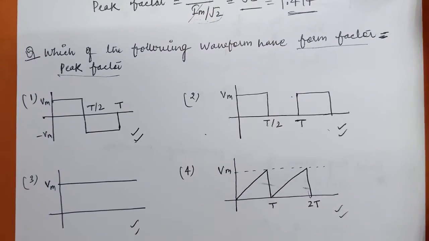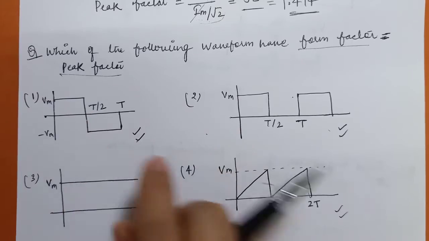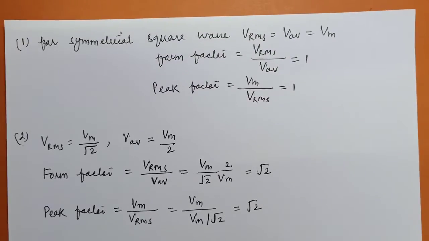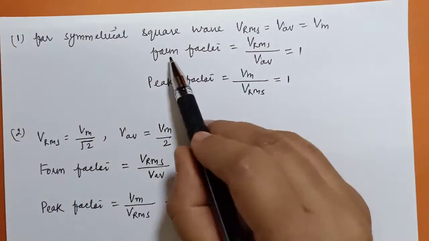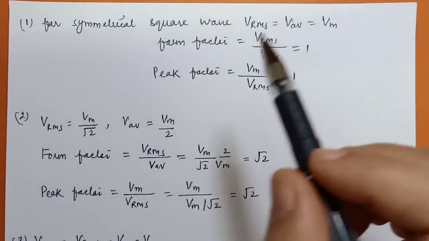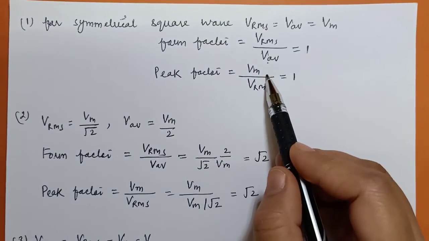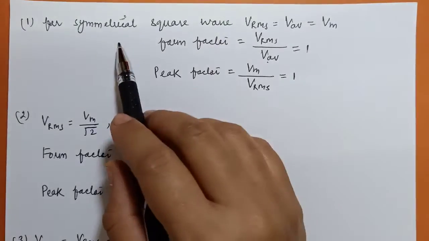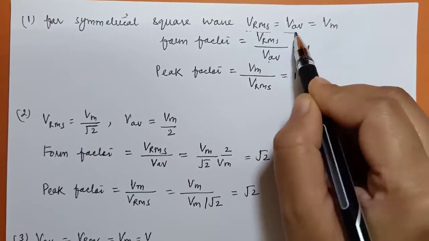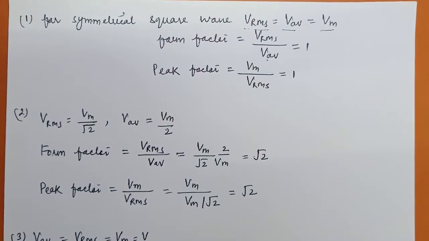For example, let's say the first case I am taking is the symmetrical square wave. What is the form factor? Form factor will be your RMS divided by average, and peak factor will be your maximum divided by RMS. So for a symmetrical square wave, RMS equals the average value equals the maximum value. This already we have solved.